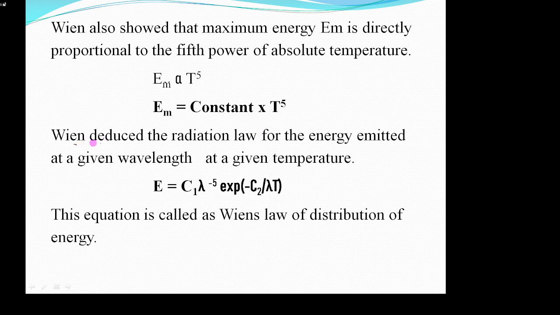Next, Wien has deduced a radiation law for energy distribution also. It is given as E is equal to C1 lambda power minus 5 exponential minus C2 by lambda T. So this is called Wien's law of distribution of energy. Okay. So this is about Wien's law.